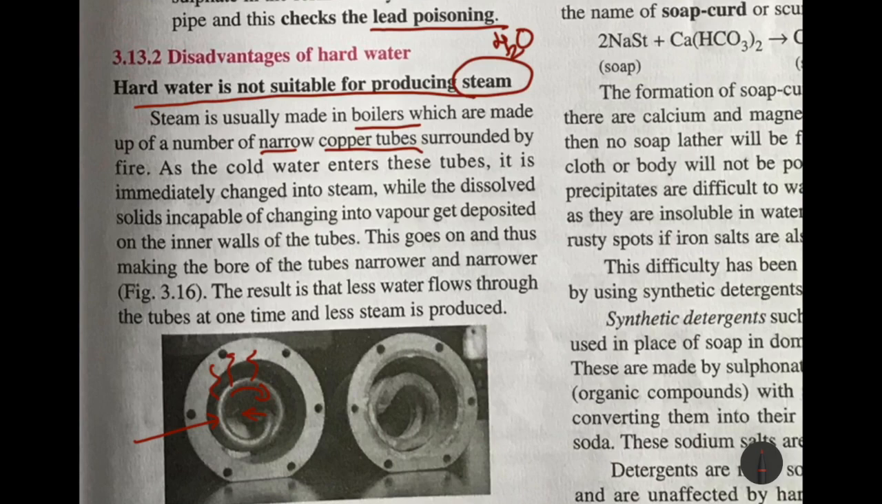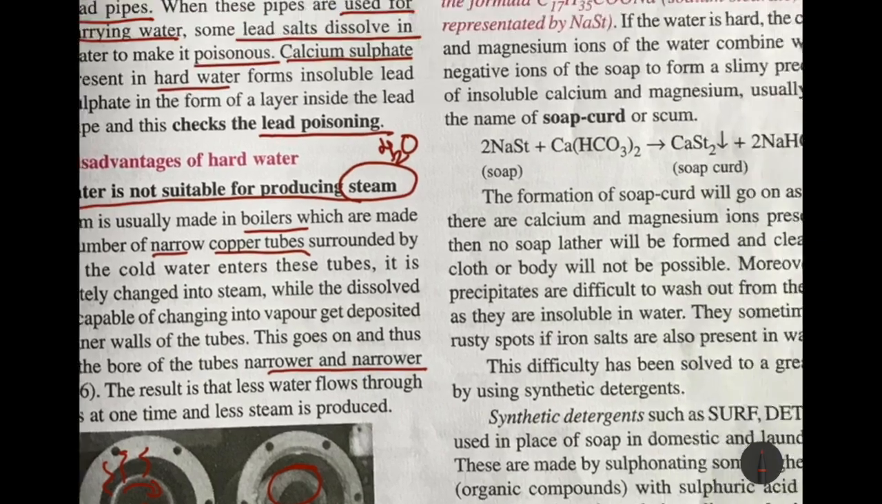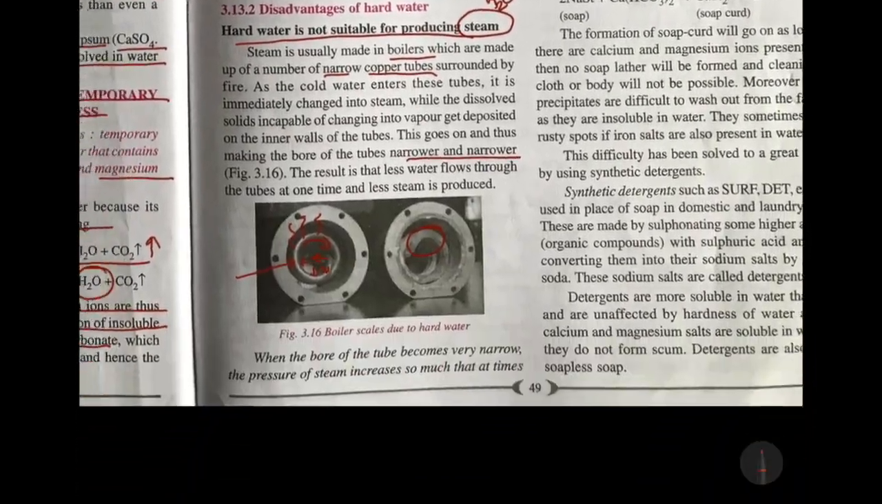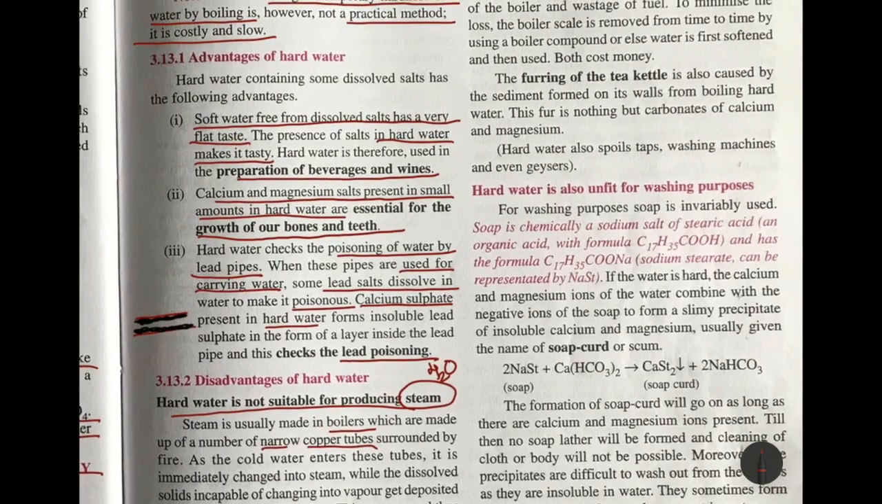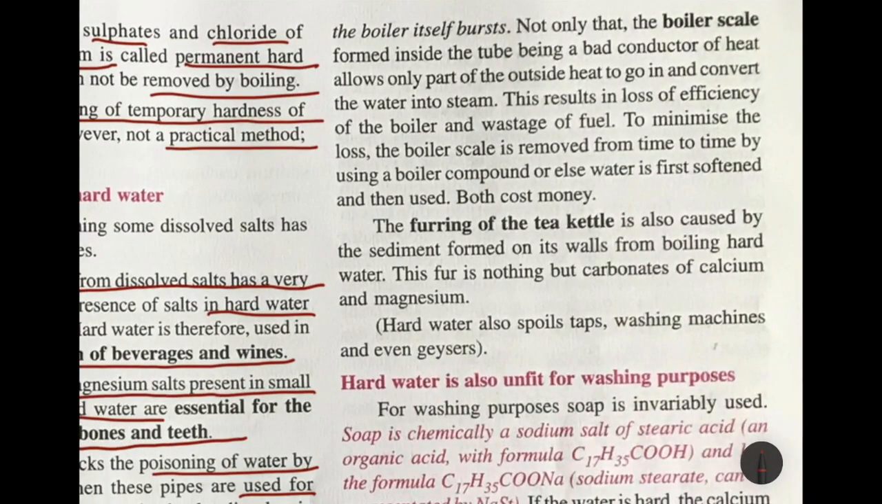So they start getting deposited on the inner walls of the tubes, and this goes on and on. Here you can see how it has been deposited. So ultimately the bore of the tube becomes narrower and narrower, and less and less water can flow through the tubes at one time, and very little steam is produced. Now, when the bore of the tube becomes very narrow with lots of deposition of the insoluble salts, the pressure of the steam increases so much that sometimes the boiler itself bursts.